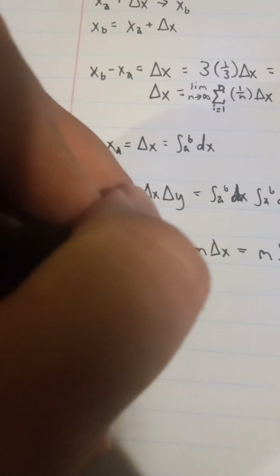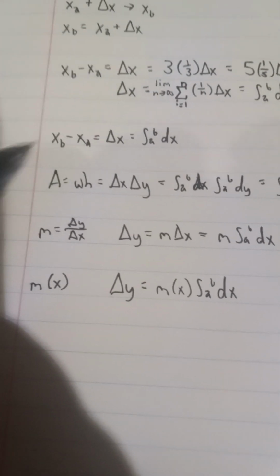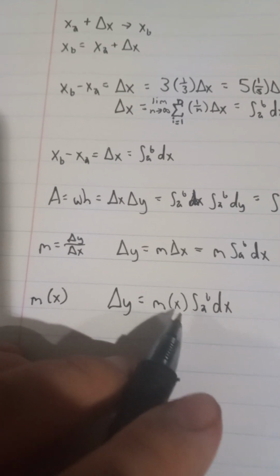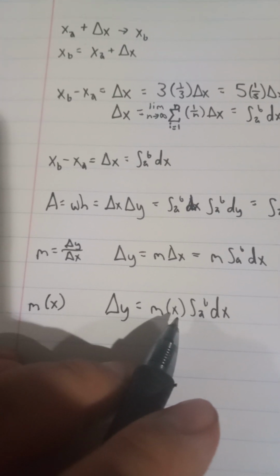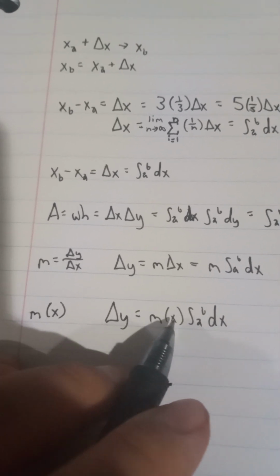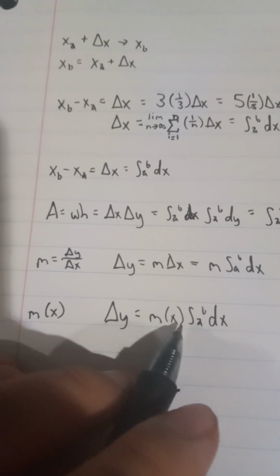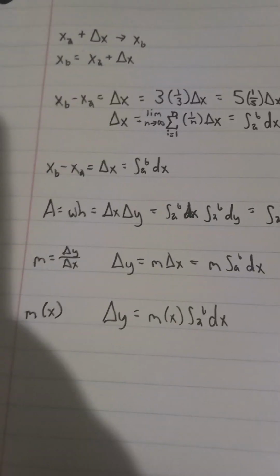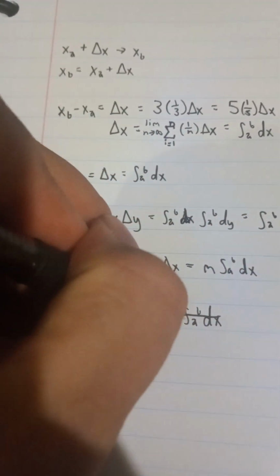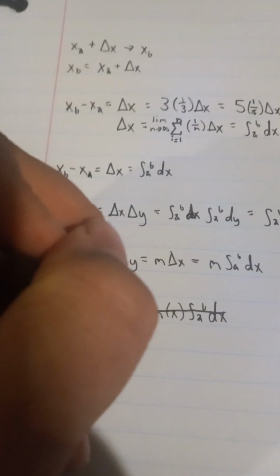So we start off here with, say, delta y is equal to m of x times the integral from a to b dx. Well, hold up here. This slope is a specific slope, which is dependent on a specific value of x. But which x are you talking about? Are you talking about a, or are you talking about b? I mean, it can't be a delta x because x is not the same thing as a delta x. So that doesn't even really make much sense. So we can't write that. That can't be right. It's ambiguous. It doesn't make any sense.